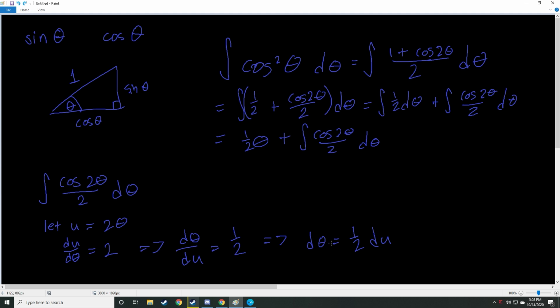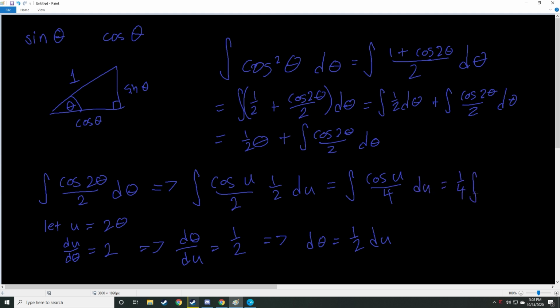So I'm going to substitute 1/2 du for d theta. This becomes the integral of cosine of u over 2 times 1/2 du. That is the same as the integral of cosine of u over 4 du, which is the same as 1/4 times the integral of cosine of u du.